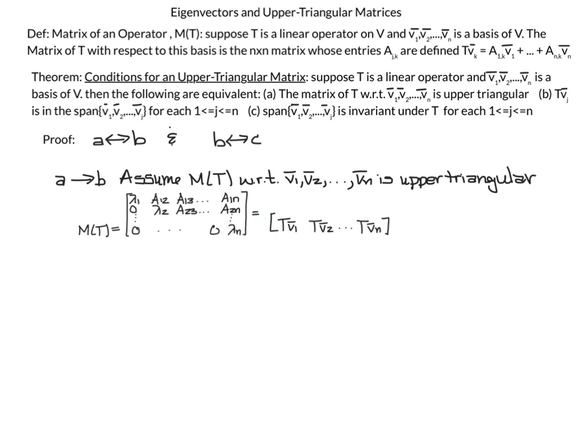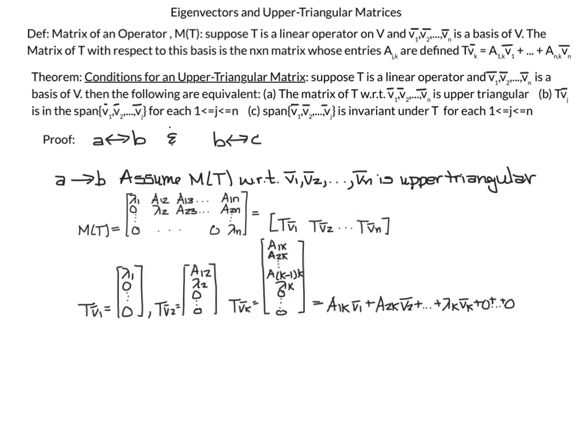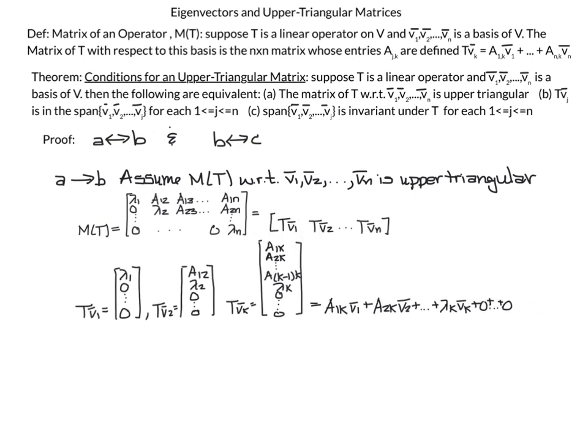I also noted that this is equal to the transformation on our first basis vector, that's our first column. Our next column is the transformation on our second basis vector, all the way up to the transformation on our nth basis vector. I can expand this out, so my Tv1 looks like my lambda 1 and then zeros all the way down. My Tv2 has my two coefficients, a12 and lambda 2, and zeros all the way down.